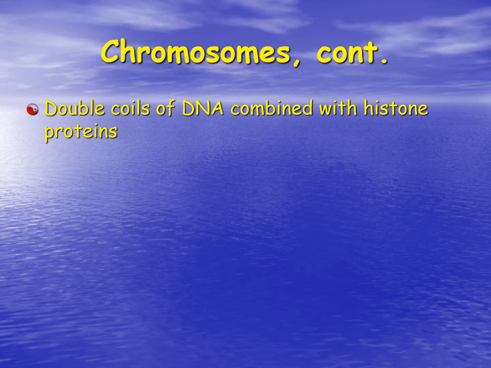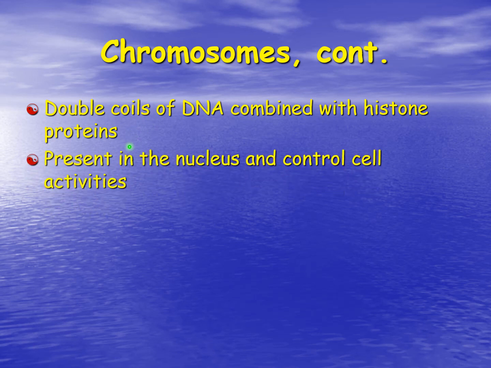Double coils of DNA are combined with histone proteins in eukaryotic cells. This is not true in the prokaryotic cells. The chromosomes are present in the nucleus and control cell activities. Now we do have some extranuclear chromosomes, in the mitochondria and the chloroplasts. But these chromosomes are not inheritable in the way that the nuclear chromosomes are. Simply, the mitochondrial and chloroplastic DNA will be carried in the mitochondria and chloroplasts during cytokinesis. The nuclear DNA is what is copied during reproduction.